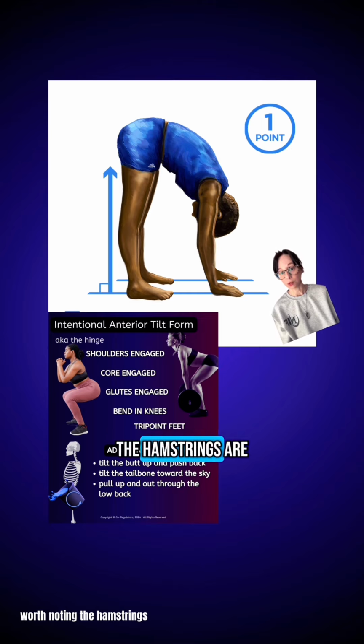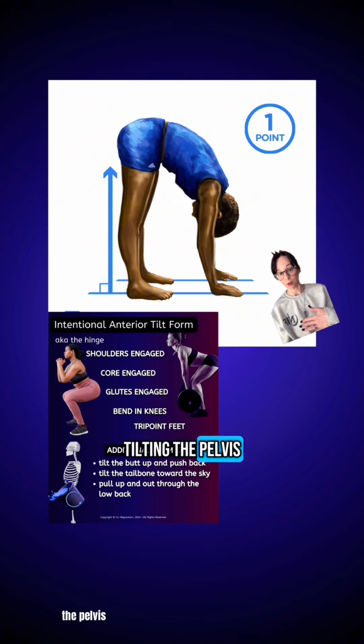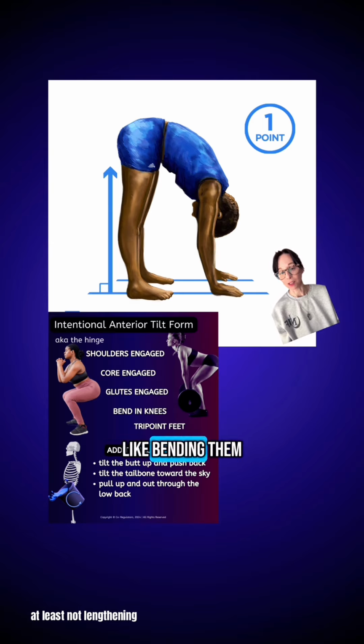Also worth noting, the hamstrings are lengthened by anteriorly tilting the pelvis, which is why you may be able to bend over and touch the floor, but your hamstrings are still not flexible because you're not actually lengthening them when you're bending over, or at least not lengthening them as much as you could be.